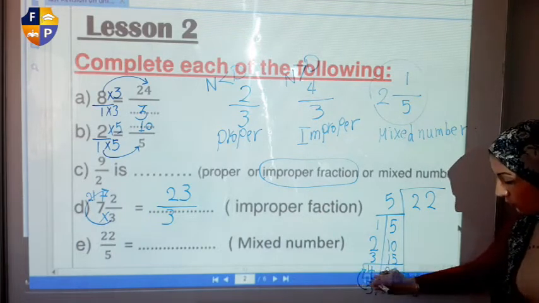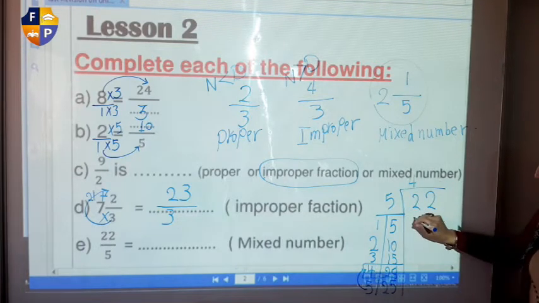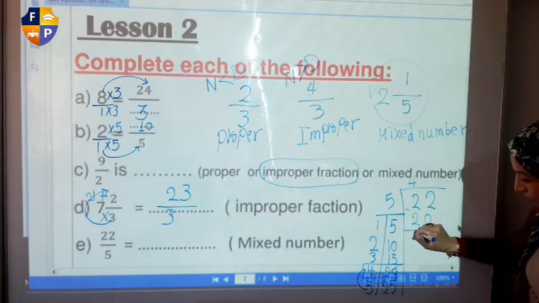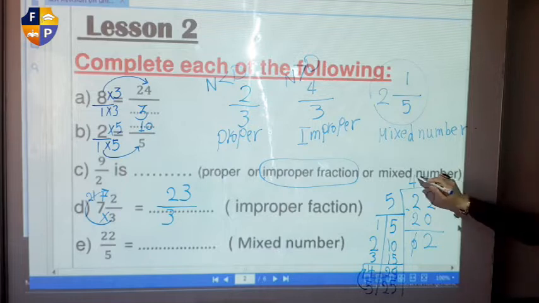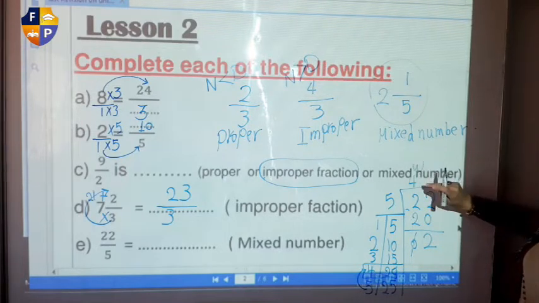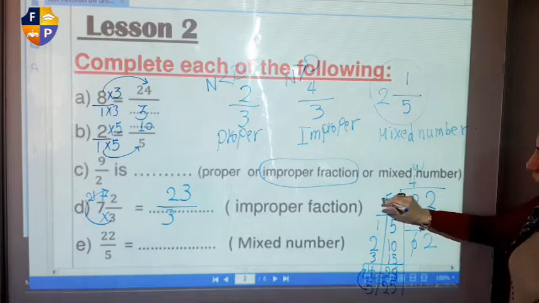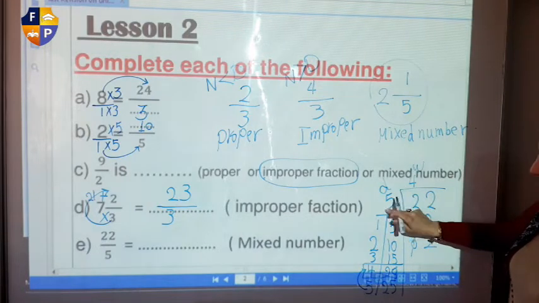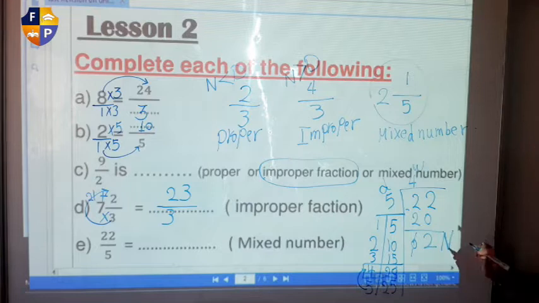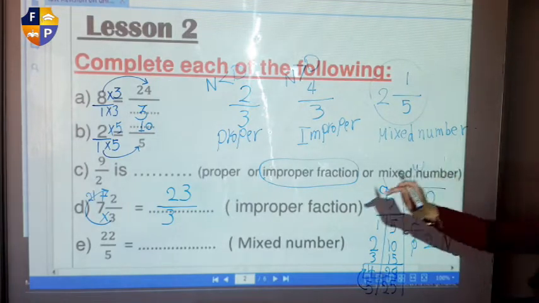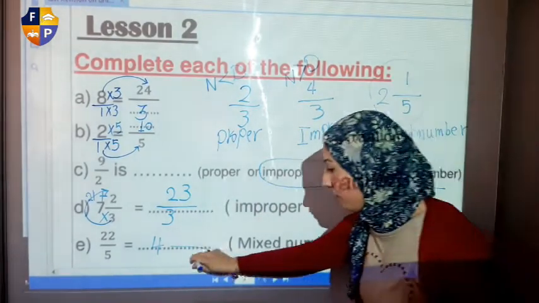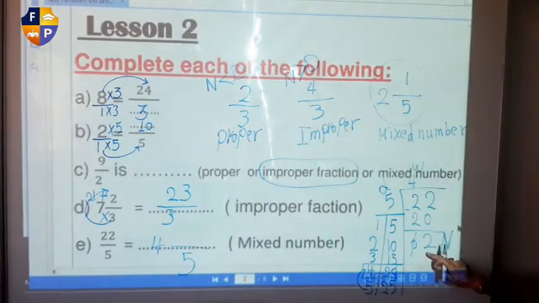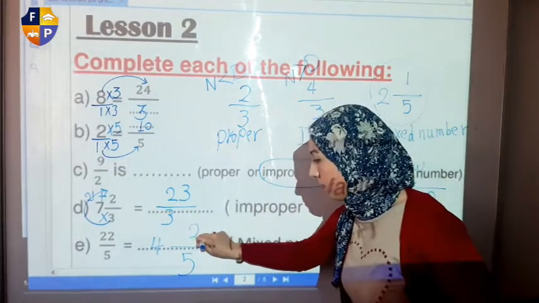So we will write 4 up and 20 down, minus. 2 minus 0 equals 2. 2 minus 2 equals 0. And we will write the whole number 4, the denominator 5, and the numerator 2. So here, the whole number will be 4 and the denominator will be 5 and 2 will be the numerator. That's all.